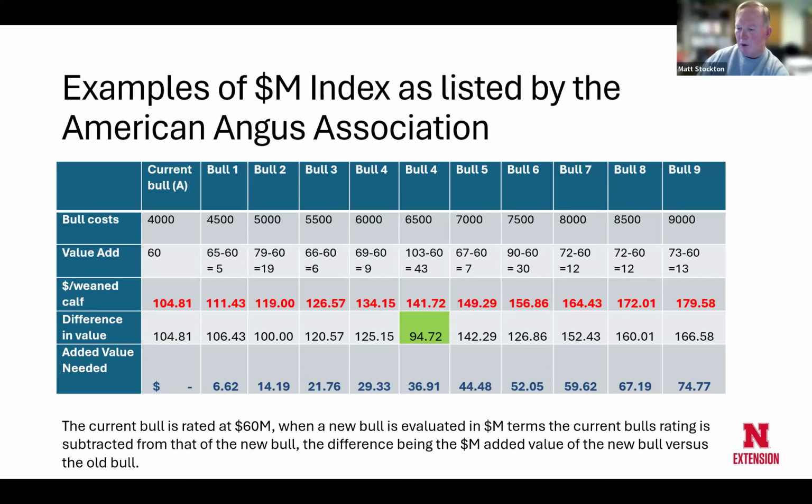Let's take another bull that maybe didn't do so good, like this bull number 5. Yes, go down. Okay. So basically it was $149 per calf that my bull cost, because I paid the $7,000 for the bull. Yes.